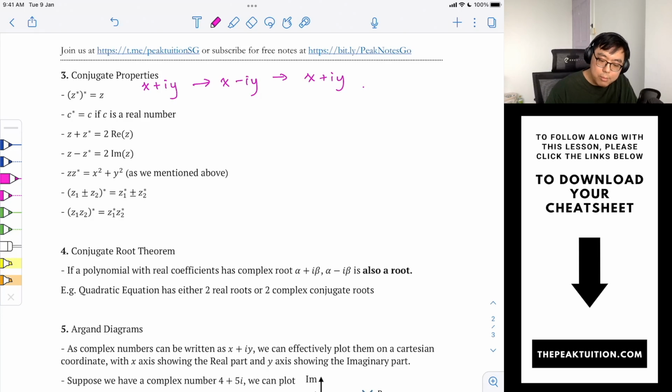If you have a real number, then the conjugate is equal to the original number. Because, well, i times 0 is just 0. So x equals x. This makes sense, right?